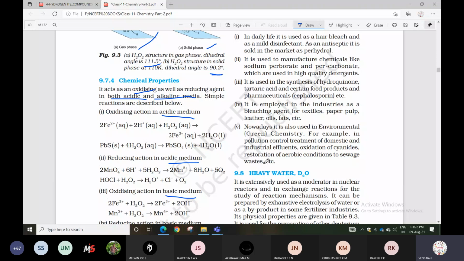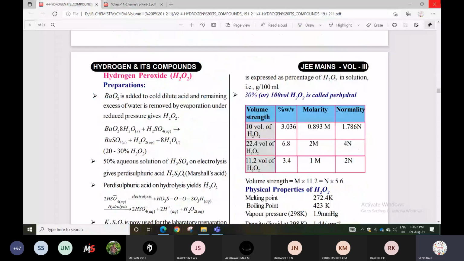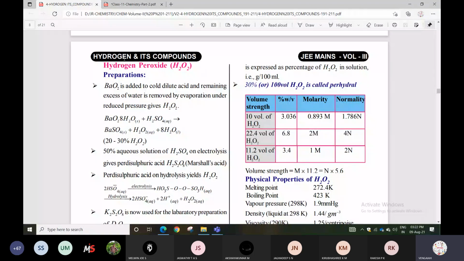Listen here. Again, I am taking the first point clearly. Hydrogen peroxide, H2O2: barium peroxide, BaO2, is added to cold dilute acid and the remaining excess of water is removed by evaporation under reduced pressure, giving H2O2. So barium peroxide in presence of dilute acid condition gives hydrogen peroxide. The water will be evaporated. Here you can get only 20 to 30% hydrogen peroxide.